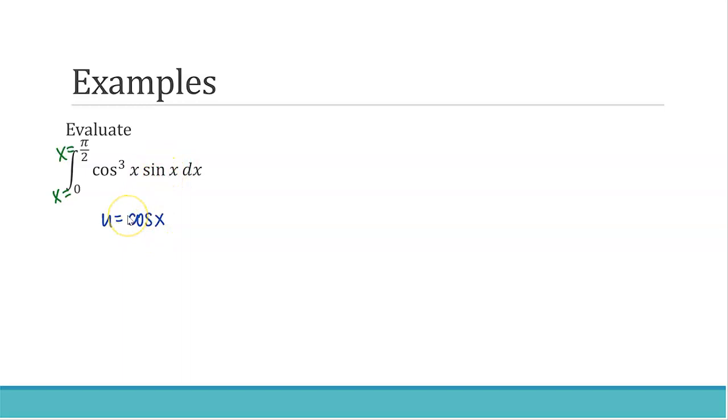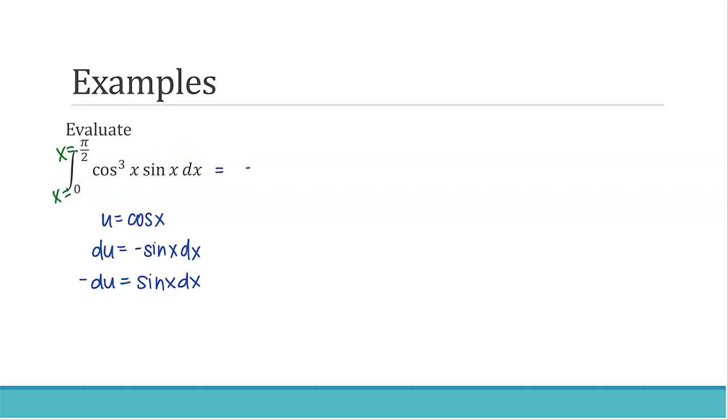So the derivative of cosine is negative sine. So we have du is negative sine x dx. I ultimately just want to replace sine x dx, so I'm going to replace that with negative du. Negative du is sine x dx. Okay, so let's go ahead and move forward here.